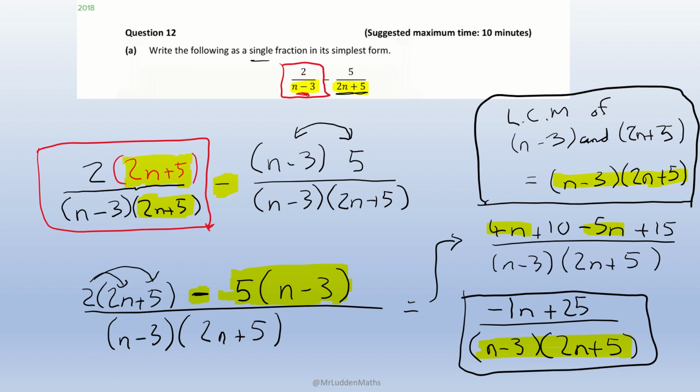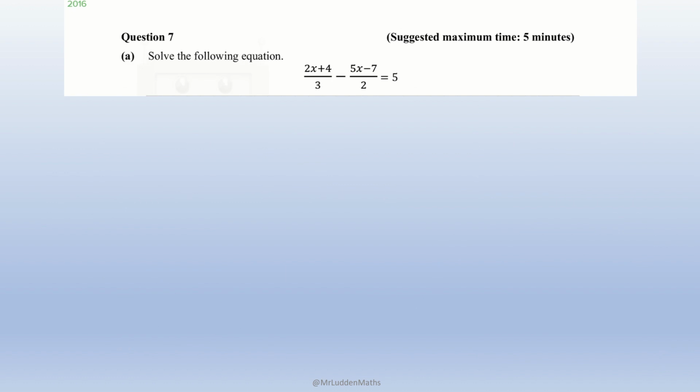Yeah, so just going back over the question, just making sure that we have it in the way that they wanted. Write the following as a single fraction. It's in a single fraction, yeah. Tick. In its simplest form, well, we can't go any further with that, so tick there as well. That's your full marks. Okay, I've got a similar question that came up in 2016, so I'm just going to walk through this.